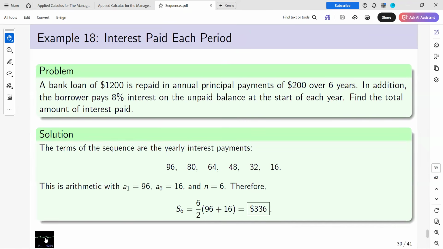The terms of this sequence represent the interest paid each year, not the unpaid balances. Because the principal decreases by $200 each year, the interest payments decrease by a constant amount. Add the 6 interest payments using the arithmetic sum formula to obtain a total of $336.